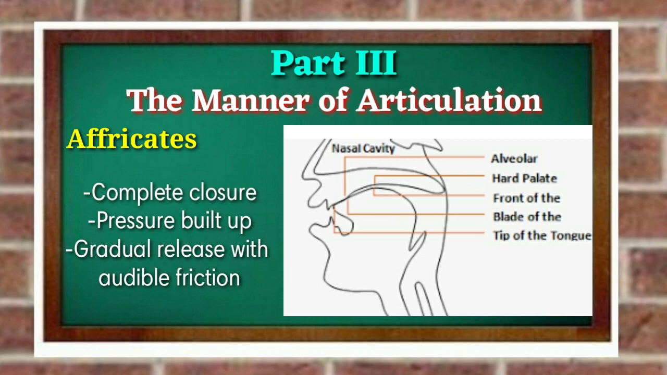But in affricate, the two articulators gradually release, and due to that, air escapes with a kind of friction, a kind of audible friction, and due to that audible friction, there is no explosive noise. So, due to the audible friction, the sounds produced are known as affricate. Audible: the A, and due to friction: the fricate.